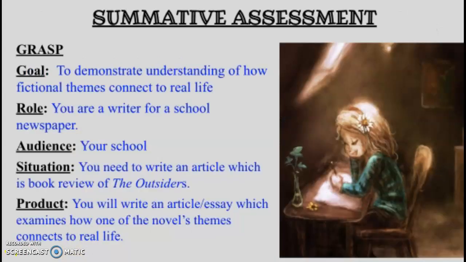The summative assessment. The GRASPS for this unit is that the goal is to demonstrate understanding of how fictional themes connect to real life. Your role is you are a writer for a school newspaper. The audience would be the school. The situation is you need to write an article, which is a book review of The Outsiders. And the product is you will write an article/essay which examines how one of the novel's themes connects to real life.